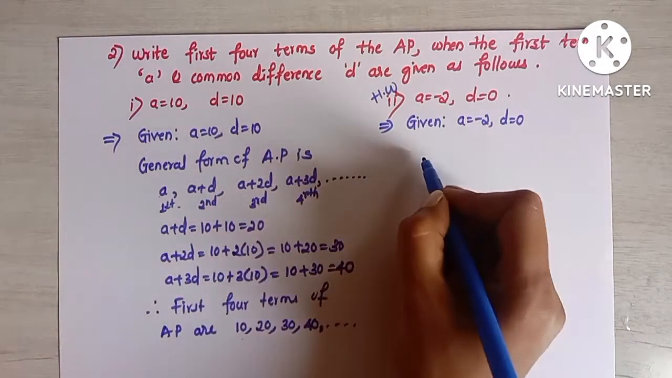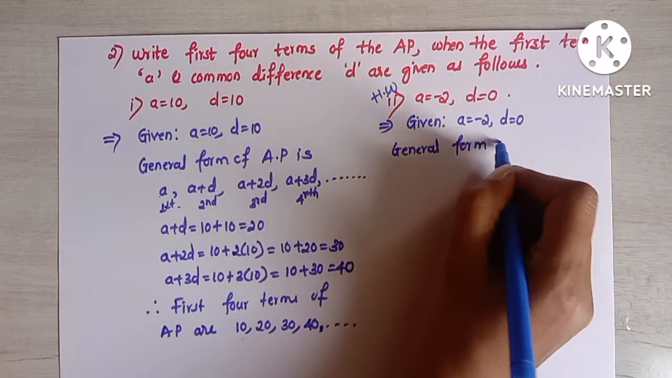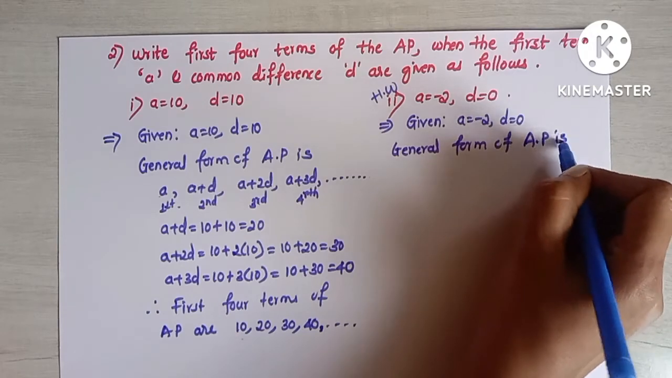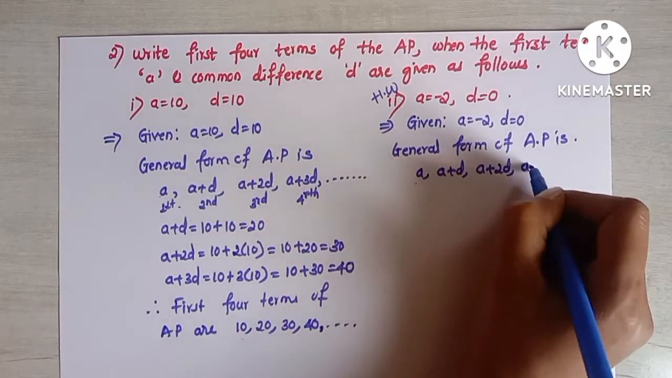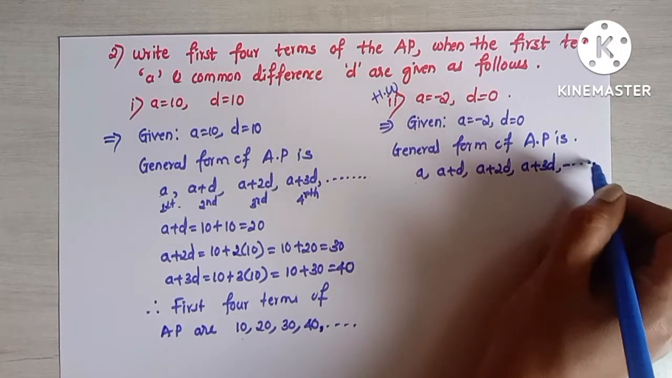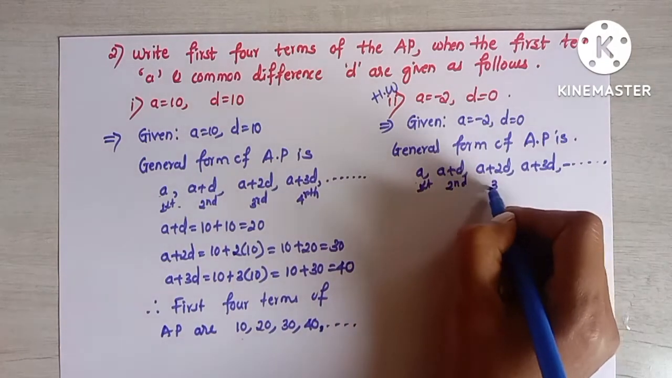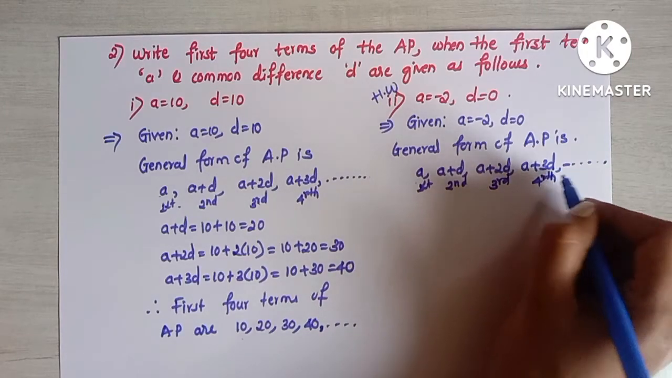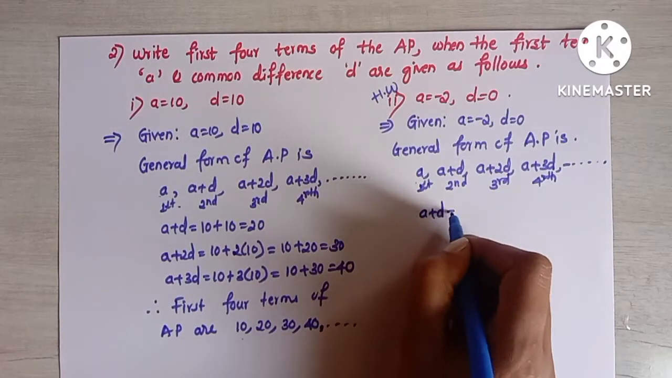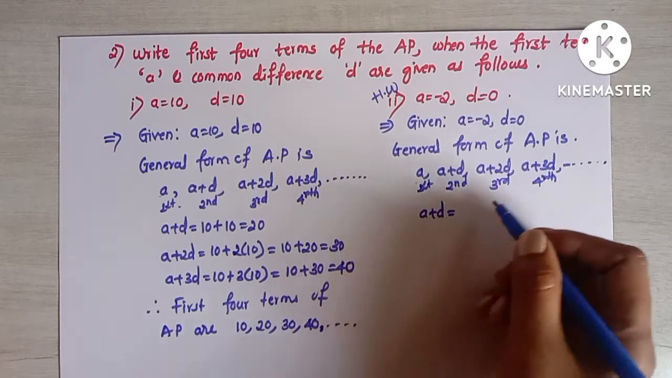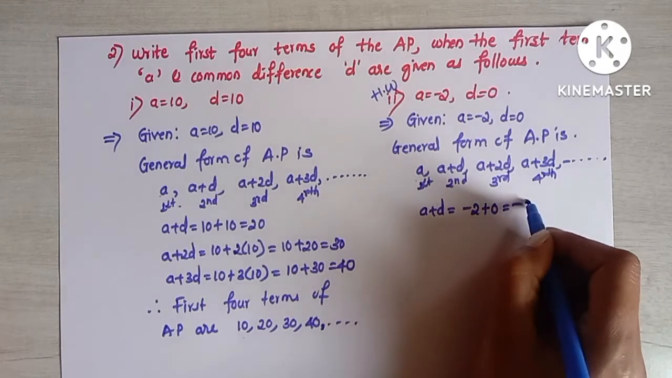Next we have to write the general form of AP. So the general form of AP is A, A plus D, A plus 2D, A plus 3D and so on. So this is the first term, it is the second term, it is the third term and it is the fourth term of AP. So let us calculate this. So what is A plus D? So let us substitute. A is minus 2 plus D is 0. So this will be minus 2.